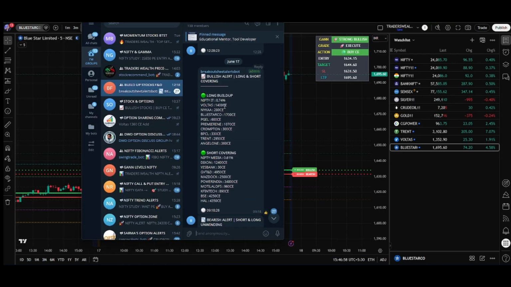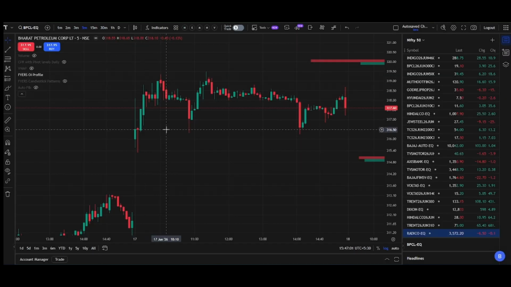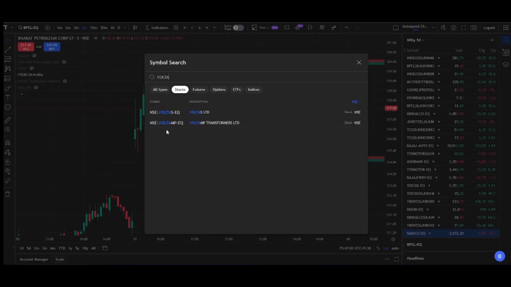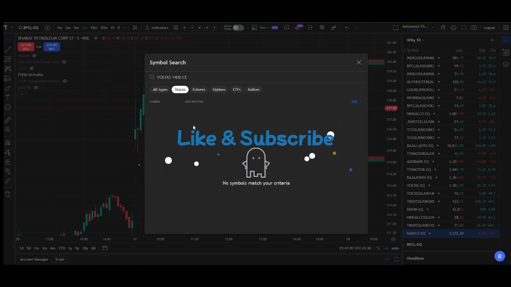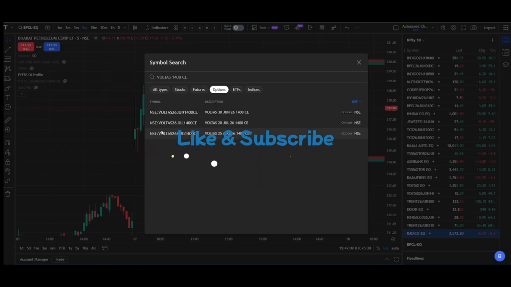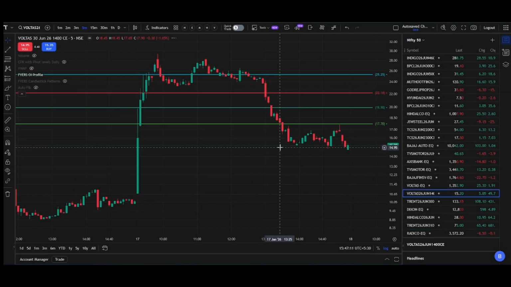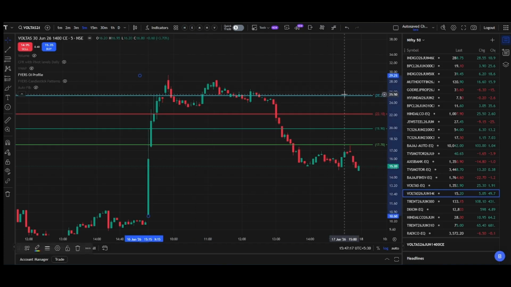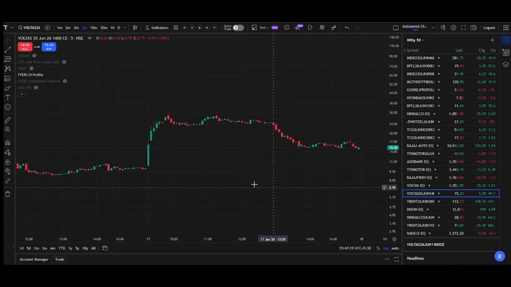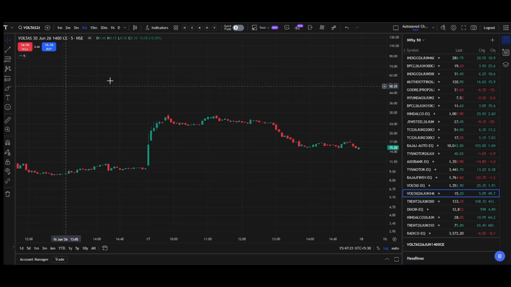Voltas 1400 call option. Let me show you the Voltas 1400 call option. Just open this Voltas 1400. Just type 1400 call option and go to options and just check how well you got it at 9:18. Once this close is crossed, then you can go for your buy. See how well it went up.